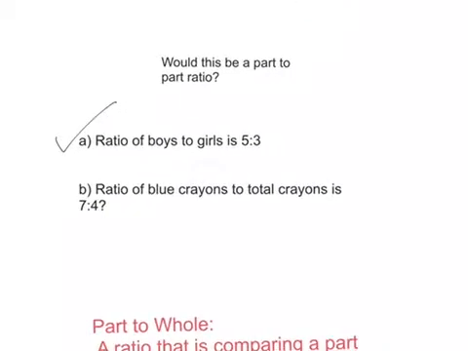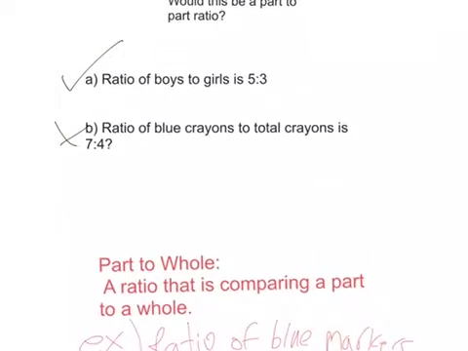So now let's try B. The ratio of blue crayons to total crayons is 7 to 4. Since they're comparing blue crayons to the total, this wouldn't be a part-to-part ratio, but it will be a part to whole, and we will get to that in just seconds. So this wouldn't be a part-to-part ratio.